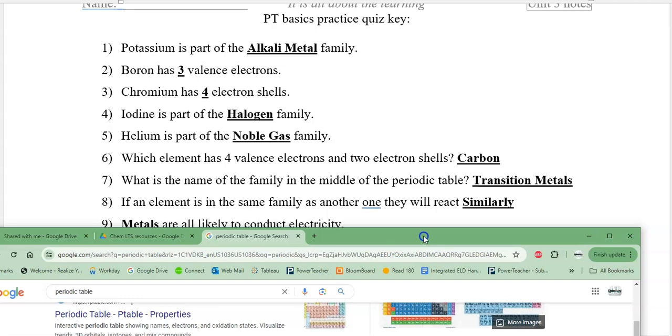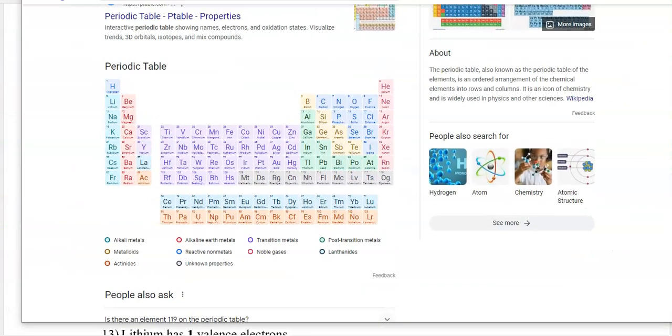Which element has 4 valence electrons and 2 electron shells? So 2 electron shells would be row 2, period 2. And 4 valence electrons would be 1, 2, 3, 4, the fourth group over, skipping transition metals. So that's carbon.